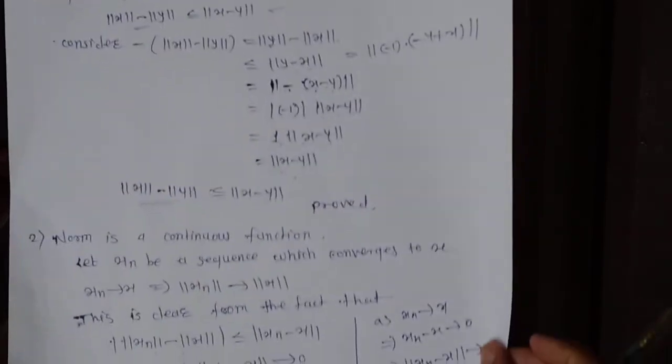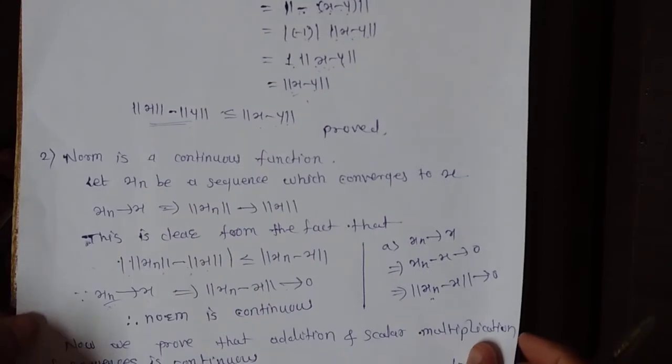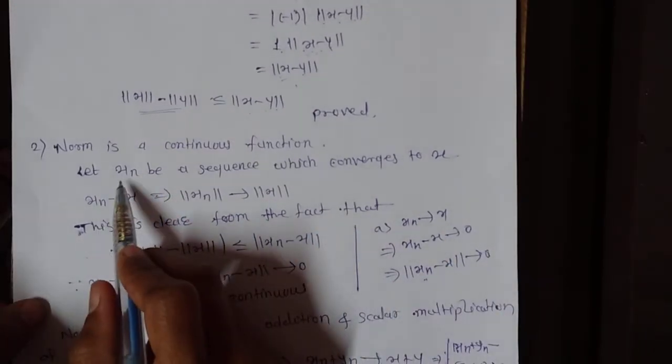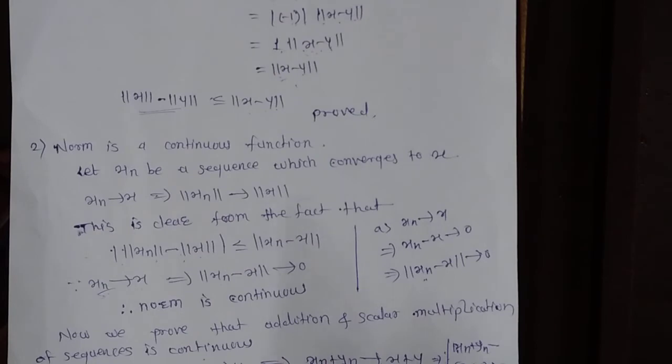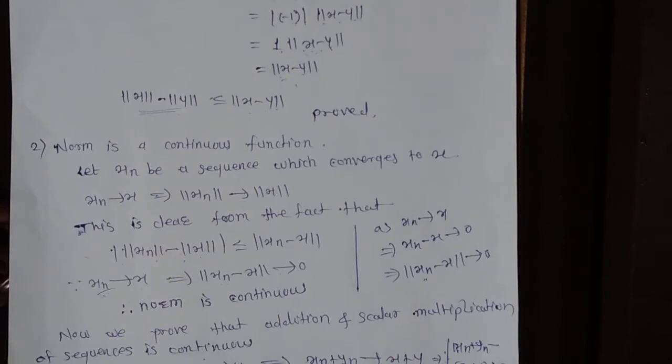The second result is that norm is a continuous function. You have to show that a function defined on the space N, which is the norm function, is a continuous function. To show a continuous function, we have to show that every convergent sequence in that space maps to a convergent sequence, and then the norm will be a continuous function.